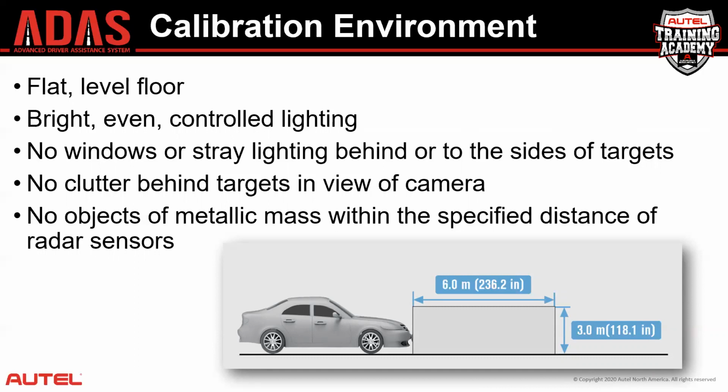So controlled lighting means you don't have stray lighting from windows or lights on the wall shining from the sides or behind the targets that could confuse a camera or potentially cause a calibration failure, or even worse, a miscalibration, an inaccurate calibration that maybe was still successful. That's a real important thing to cover. A successful calibration does not mean the calibration was accurate.